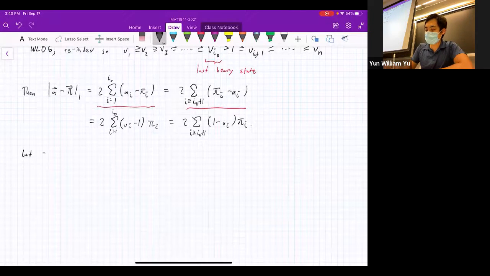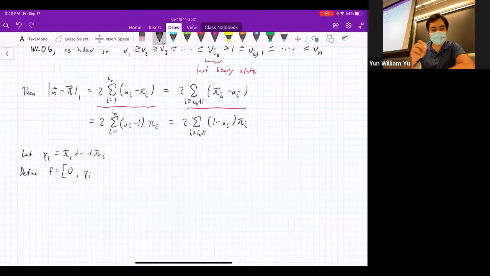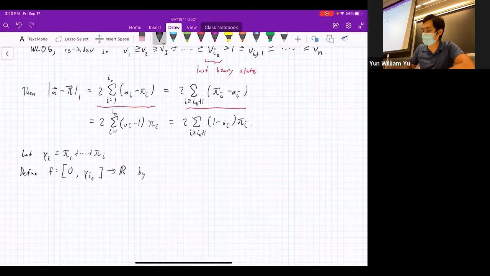So now what we're going to do is define a new term gamma, which is going to be equal to pi 1 all the way through pi I. So it's just the total mass from all nodes from 1 to I at stationarity. And we're going to further define a function f from 0 to gamma I naught to the real numbers by f of x equals VI minus 1 for x in (gamma I minus 1, gamma I).